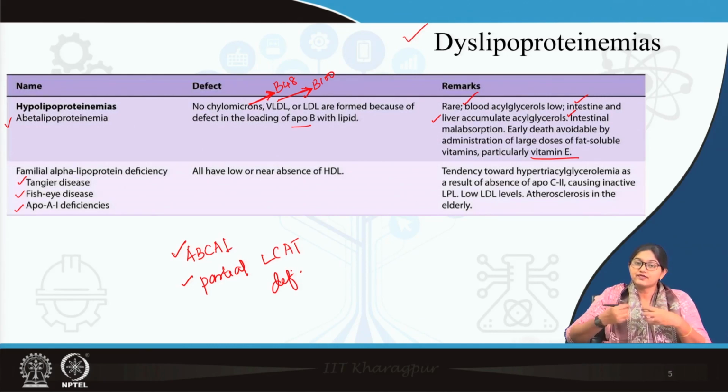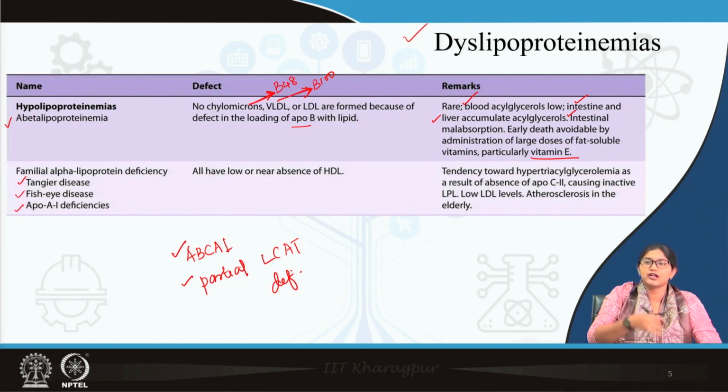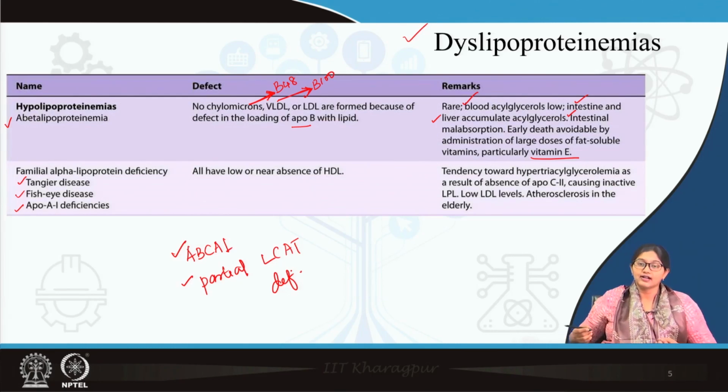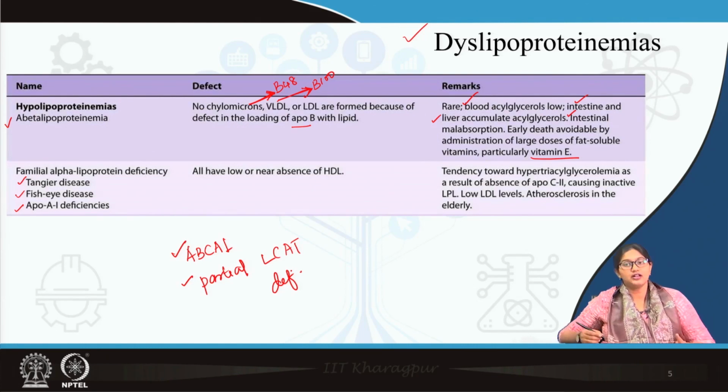Whatever cholesterol is uptaken from the extrahepatic tissues is converted to cholesterol ester, forming the hydrophobic core. So, those are the spherical forms. LCAT is responsible for forming the spherical, mature HDL, that is HDL3 and HDL2. Once again, the mature HDL will be absent in circulation.